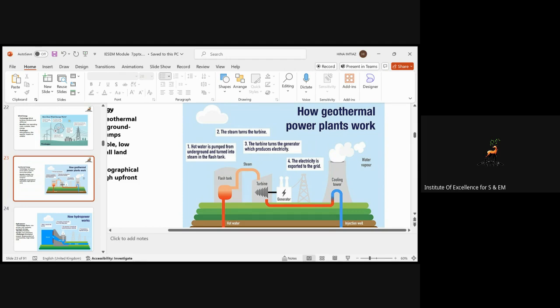Basically, geothermal resources are natural resources occurring underground as a reservoir of hot water at the stable temperature of the subsurface.